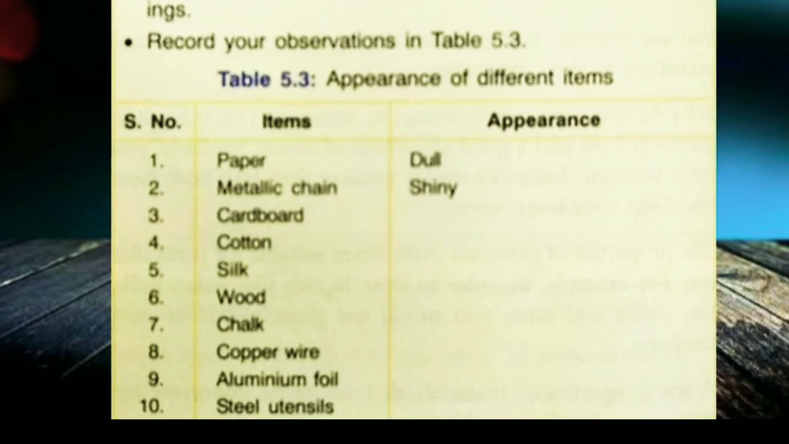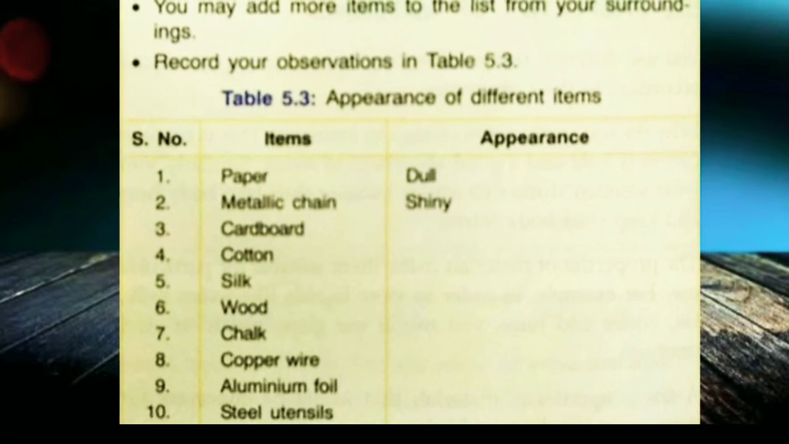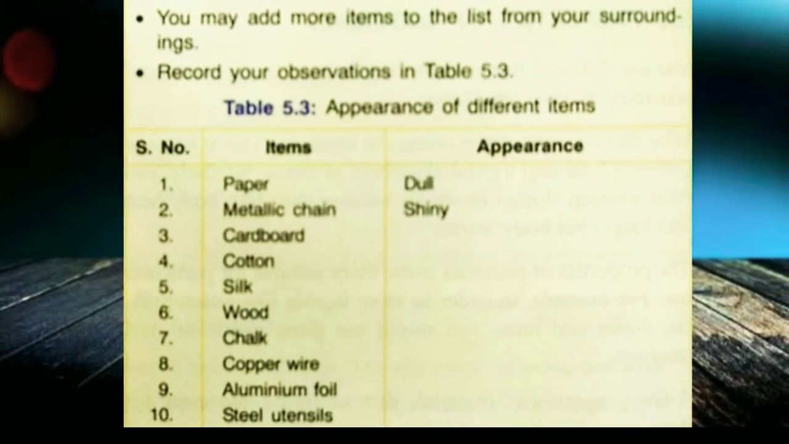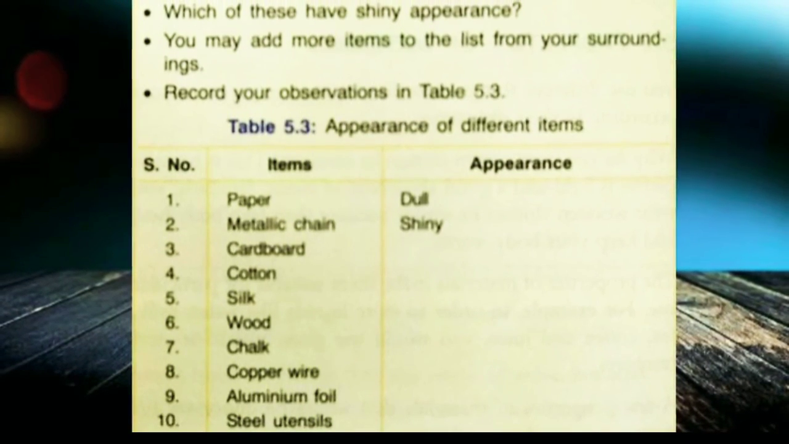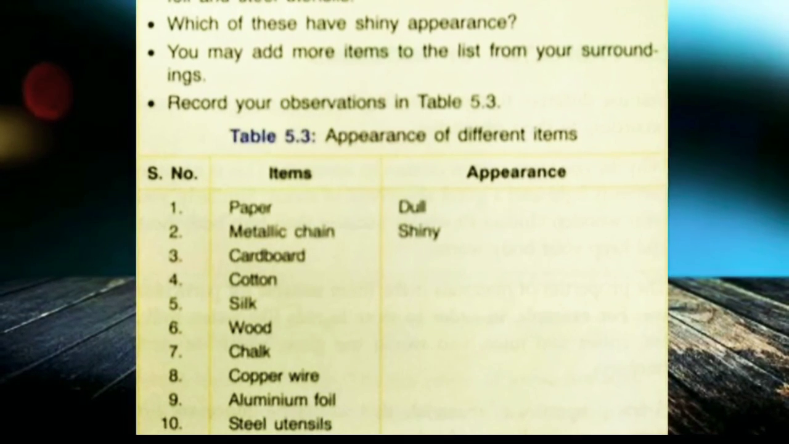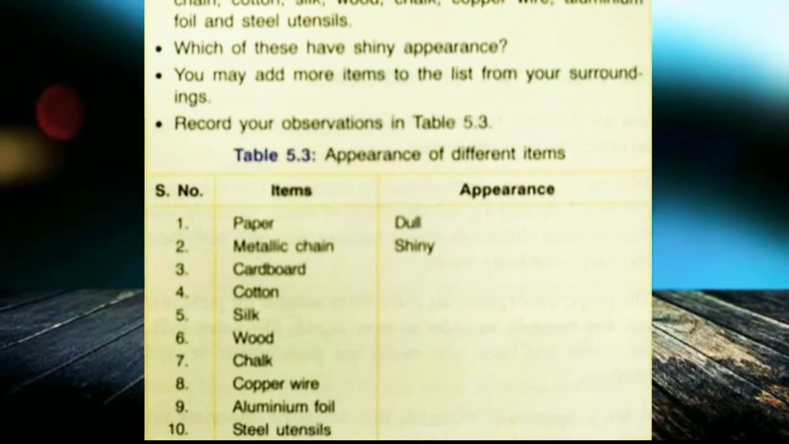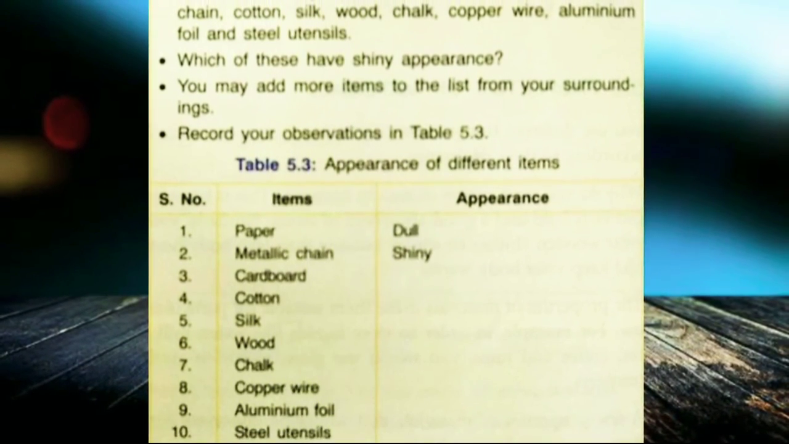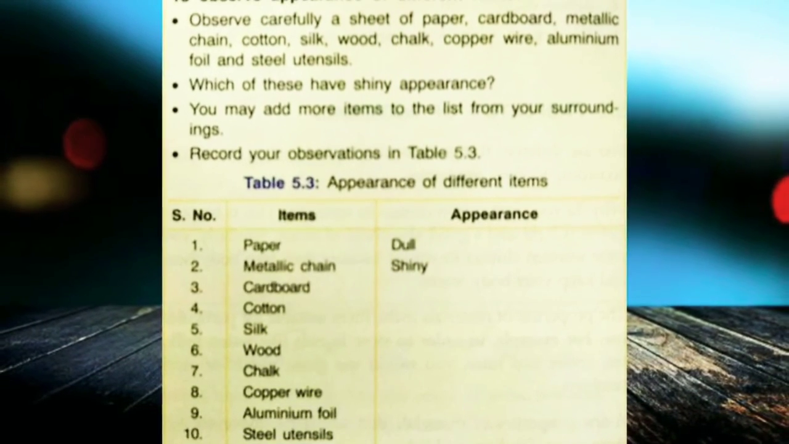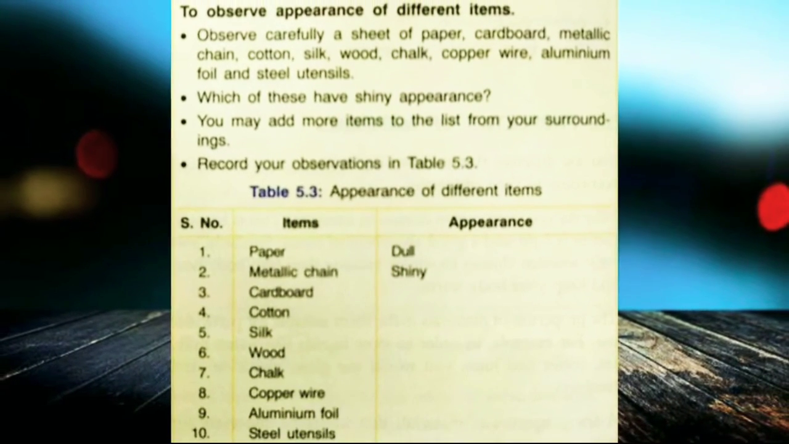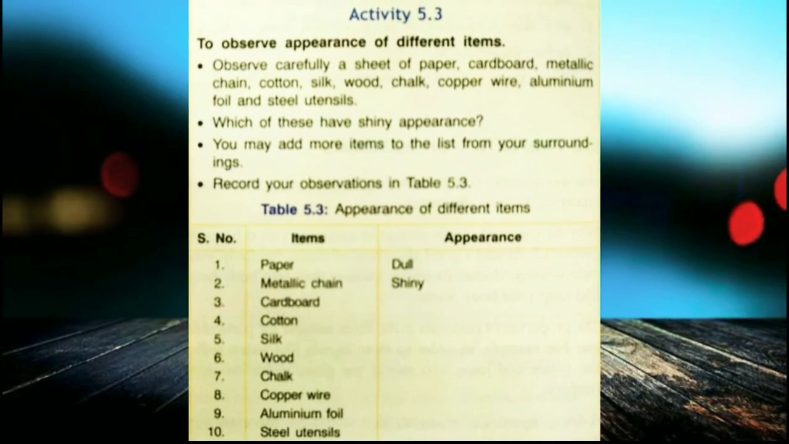Metallic chain: your mother is wearing a gold chain, so it has shine, so it is shiny. So we will write shiny in front of it. Cardboard, again it is dull. Cotton, dull. Silk, yes, it is lustrous. That is why people are passionate about silk sarees, silk material. Wood, again dull, isn't it? Chalk, dull. Copper wire, shiny. Aluminium foil, shiny, we use it to wrap food material. Steel utensils, shiny. So I hope you have understood what appearance is.